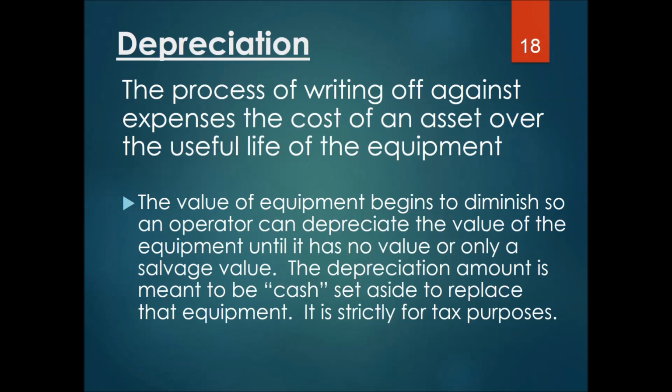So it says there, as the value of equipment begins to diminish, an operator can depreciate the value of the equipment until it has no value or a salvage value. So the amount is meant to be cash that's set aside to replace that equipment. And it's strictly for tax purposes. So every $1,000 you get to write it off, your bottom line is a little smaller. You don't have to pay tax. And hopefully you're saving that $1,000 until after 10 years, you'd have $10,000 you didn't have to pay tax on.